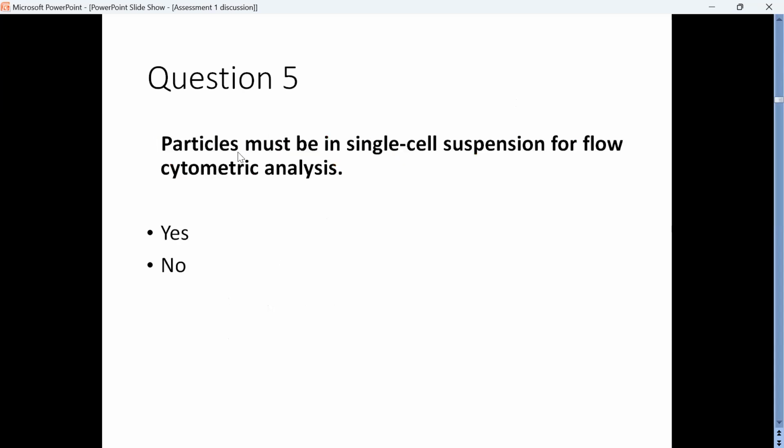Fifth question. Everyone got this right. Particles must be in single cell suspension for flow cytometric analysis. Yes. When you have clumped cells, or a tissue with cells bound together, you cannot study it by flow cytometry. So the first rule of thumb for flow cytometric analysis is that the cells have to be in single cell suspension. So the answer is yes. It has to be in single cell suspension for flow cytometric analysis.